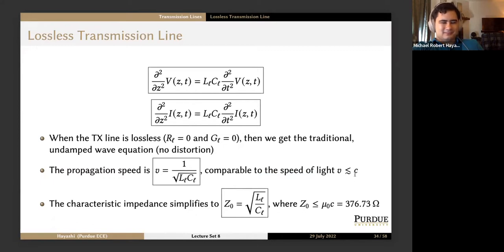So you're going to get something that's less than 299,792,458 meters per second, but it'll be fairly close to it. The characteristic impedance simplifies to just Z naught is equal to square root of LL over CL, where Z naught is going to be less than or equal to mu naught times C, where that's going to be 376.73 ohms. So we get a real number for our characteristic impedance, it's basically just a resistive component.